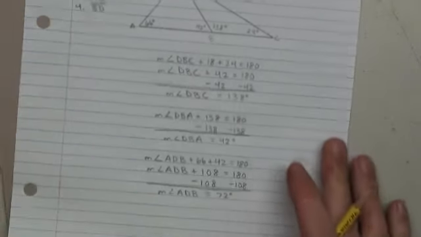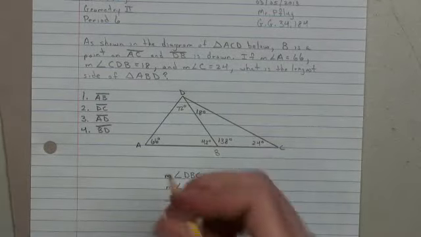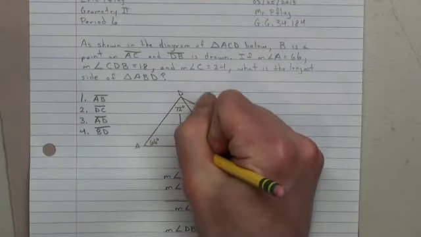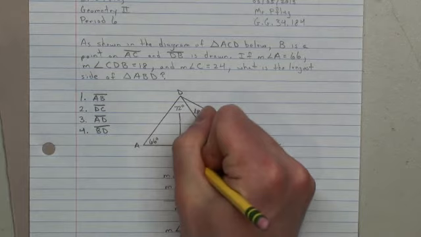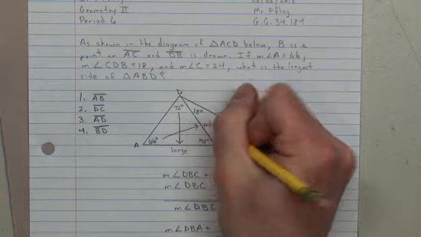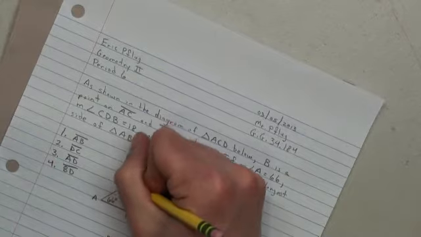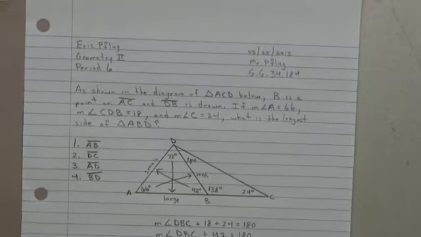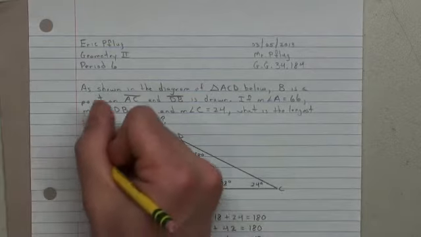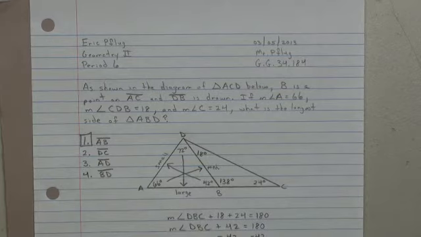Now we can solve the problem that they're asking us for. What is the largest side of ABD? Well, this is the biggest angle, so this would be the large side. This one would be the medium side, and this one would be the small side. So it would be AB. Right? This AB is the large side. Okay? And we have one more problem to do now.